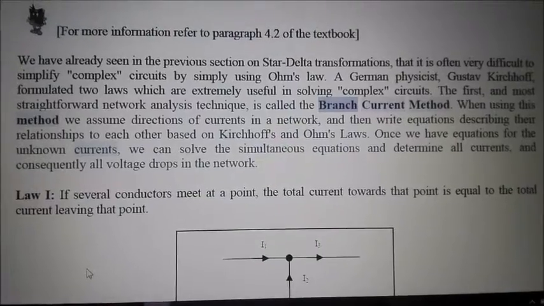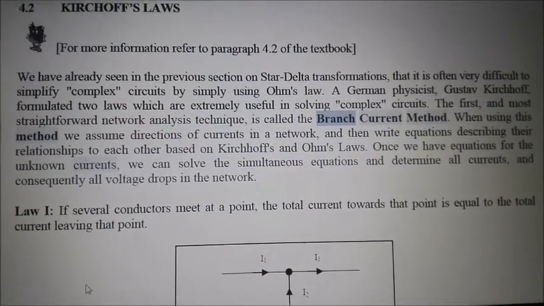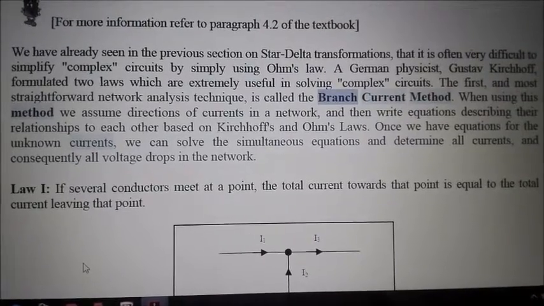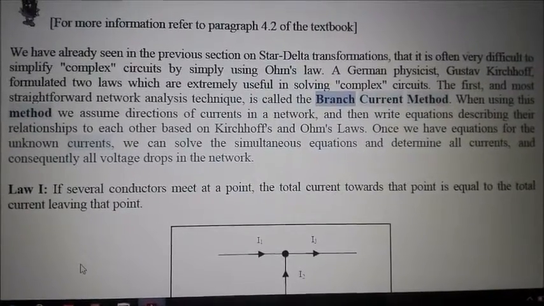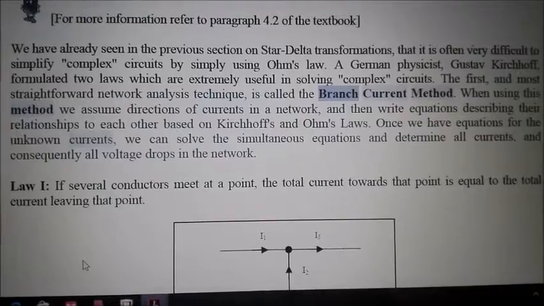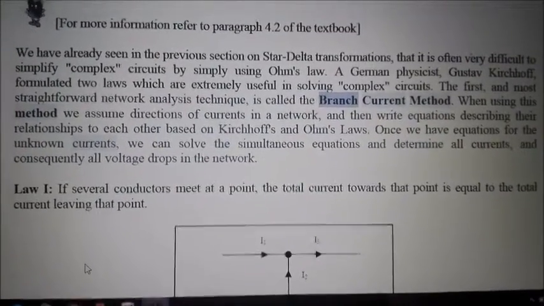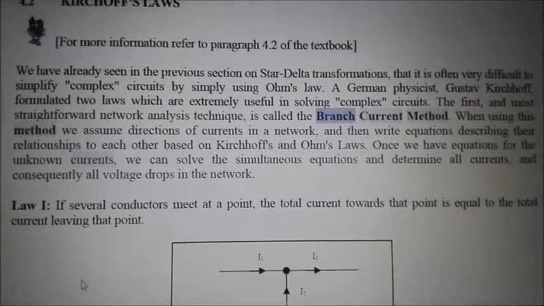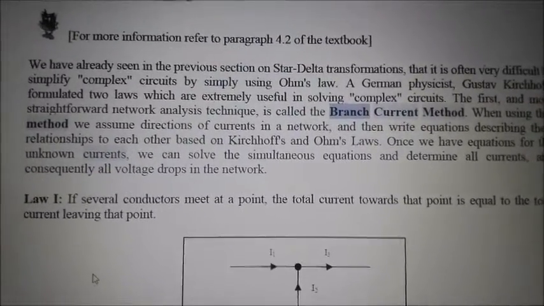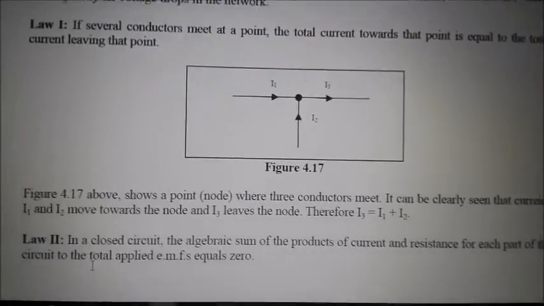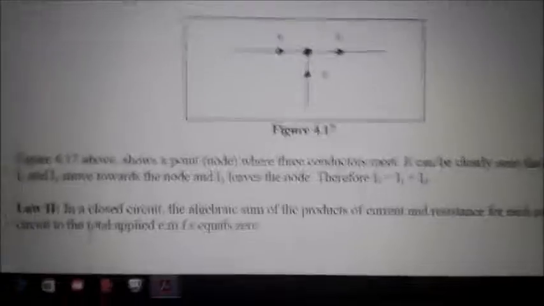So Kirchhoff's laws, basically, there are two laws. There's law 1 and law 2. Law 1 is Kirchhoff's current law, which basically means that if you have several conductors that meet at a point, the total current towards the point is equal to the total current leaving the point. If we look at figure 4.17, this shows it much more clearly.